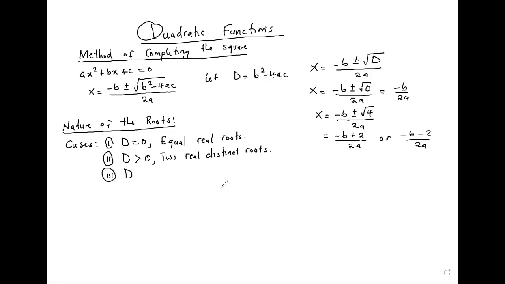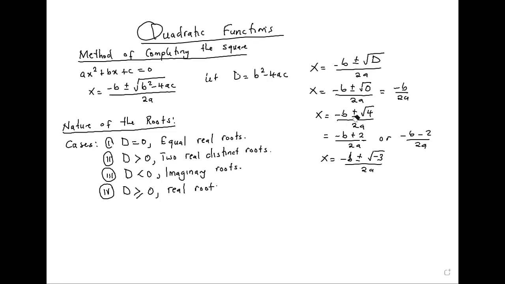The third case, if D is less than 0, an example, we have (-b ± √-3) / 2a. These are cases when we say we don't have real roots. What does it mean? We have imaginary roots. The fourth one is a combination of 1 and 2, D greater than or equal to 0. This will mean we have real roots. Case 4 does not say if they are real, equal, or real distinct. It just says they are real. That's combined 1 and 2.